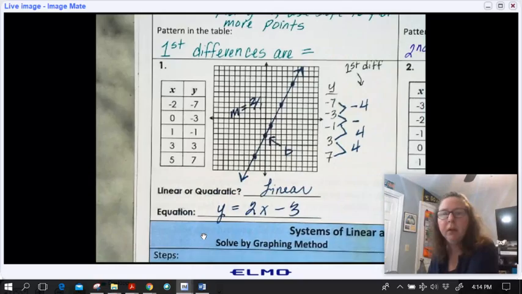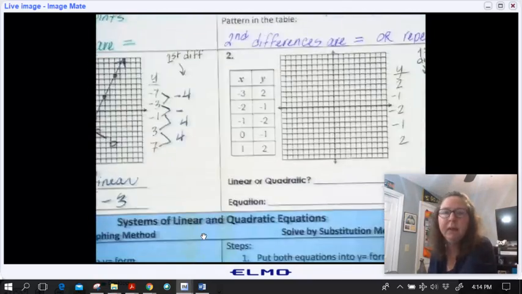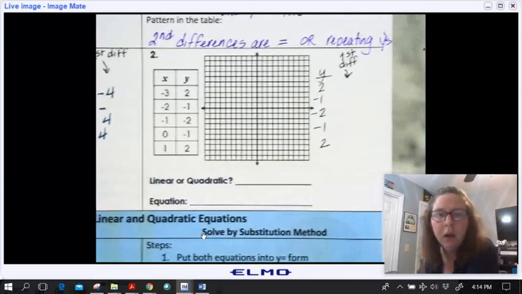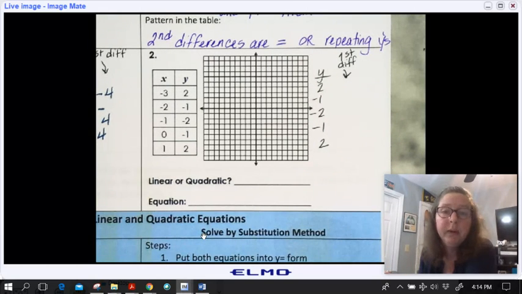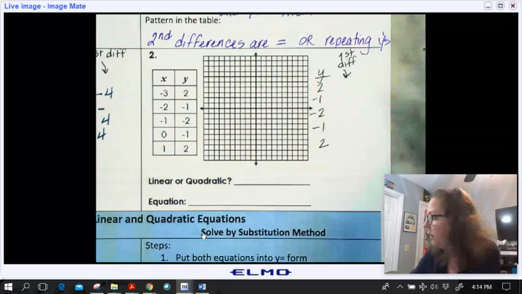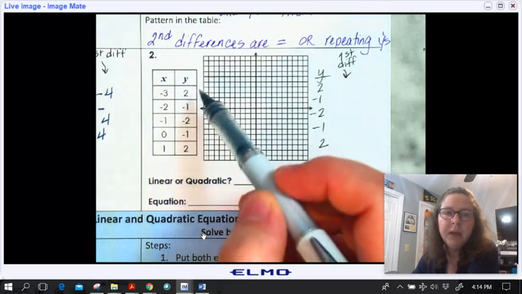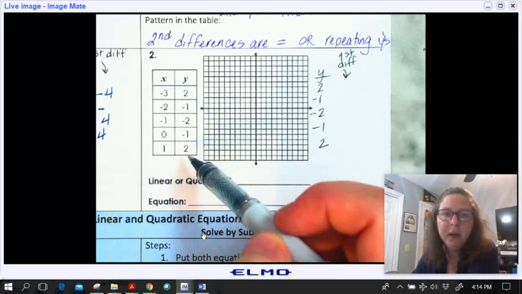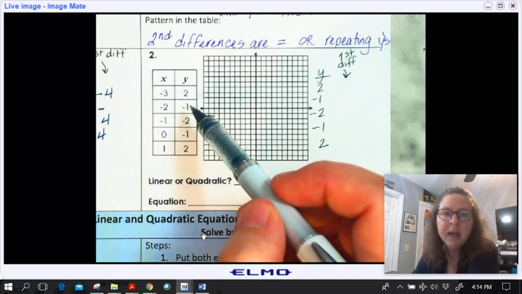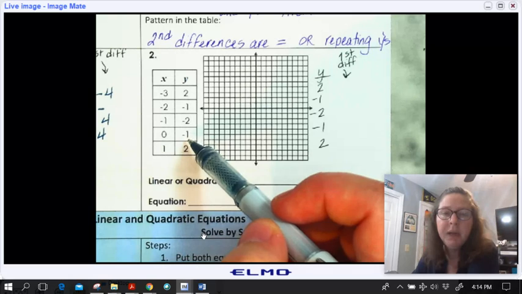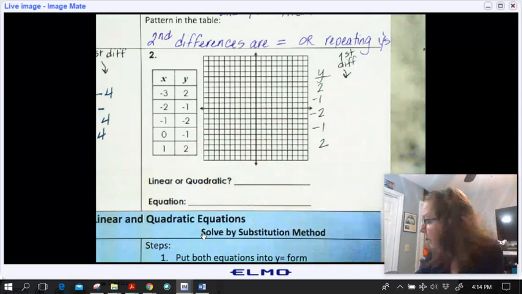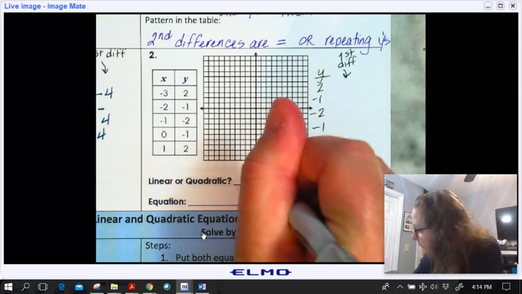Okay, let's look at our quadratic example. Now, there are two different ways of looking at this immediately. Well, one is by graphing. We'll do that in a second. The other is by looking at the table, and I see this positive 2 and this positive 2 repeat, the negative 1 and the negative 1 repeat. So I can tell you already that this is quadratic.